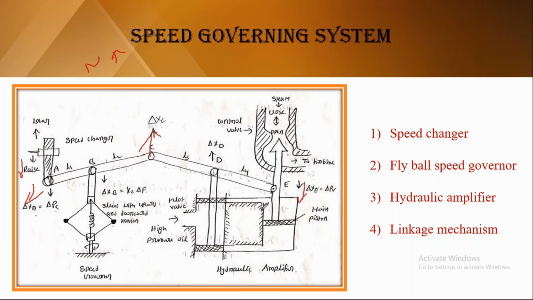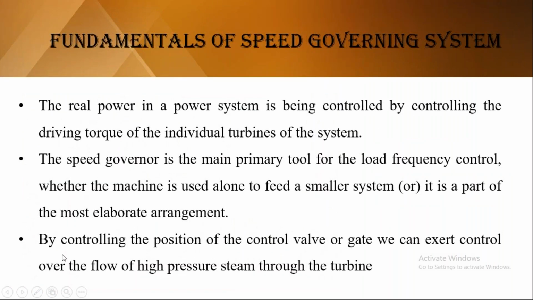Based on these conditions, we can control how much steam has to be injected into the turbine. Now we will see one by one the functioning of the speed changer and the function of the governor. Then only can we understand the involvement of these four devices in the speed governing system. Let me see why we need the speed governing system, and what the fundamentals are when we apply it.